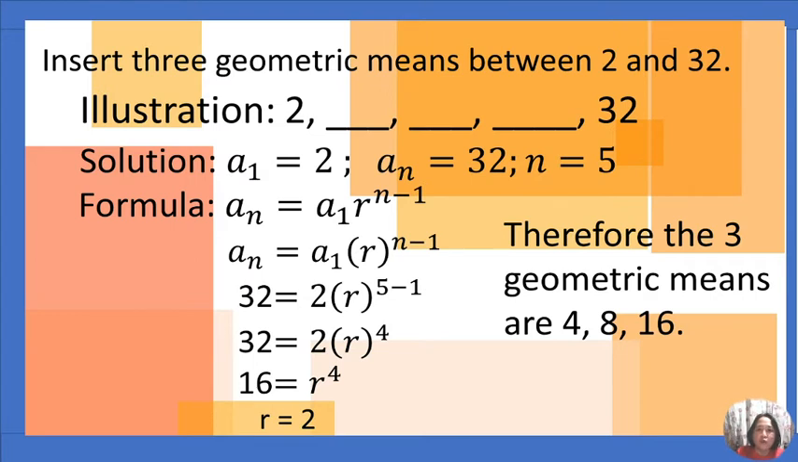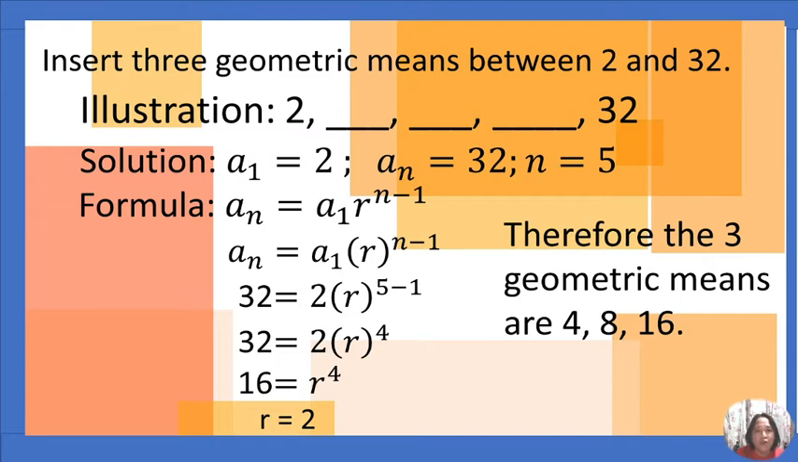And since it will form a geometric sequence, we're going to use the formula for geometric sequence, which is a sub n equals a sub 1 times ratio raised to n minus 1. And a sub n is 32, so it is 32 equals 2 r raised to 5 minus 1. 5 minus 1 is 4, so you have 32 equals 2r to the 4th. Dividing both sides by 2, so you have 16 equals r to the 4th. And getting the 4th root of r to the 4th is r, and the 4th root of 16 is 2.